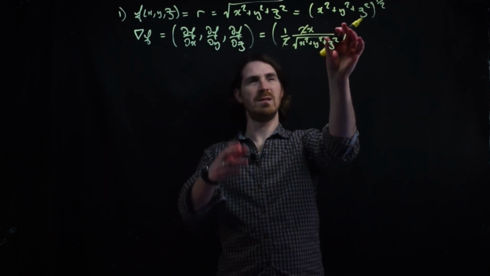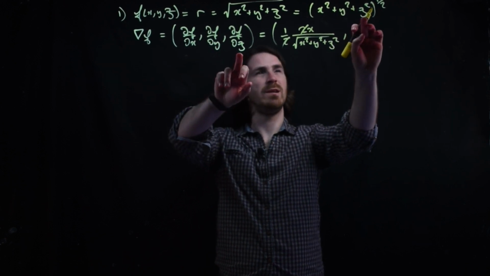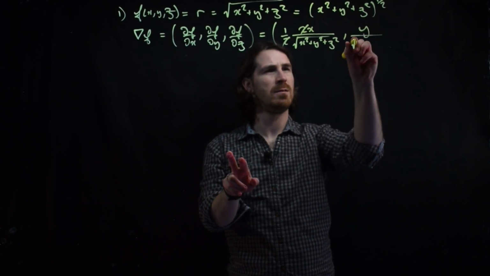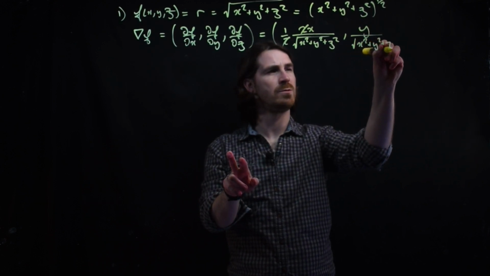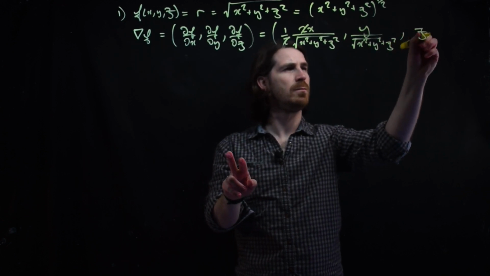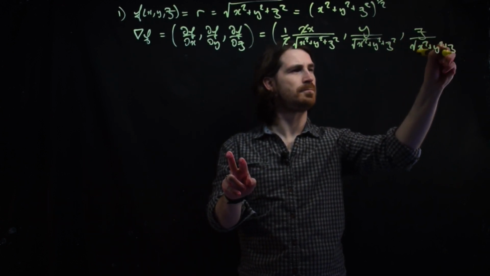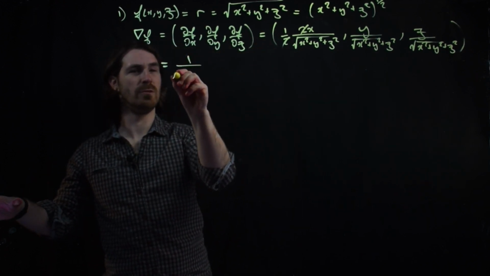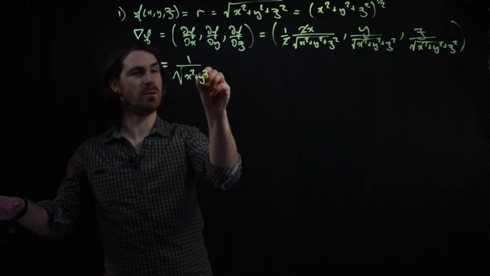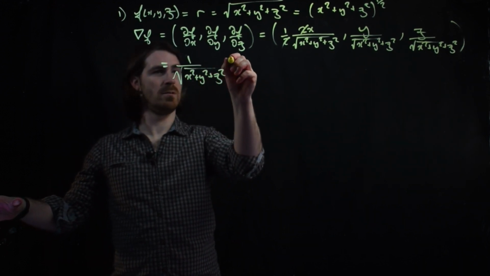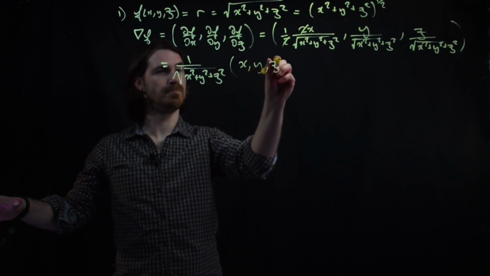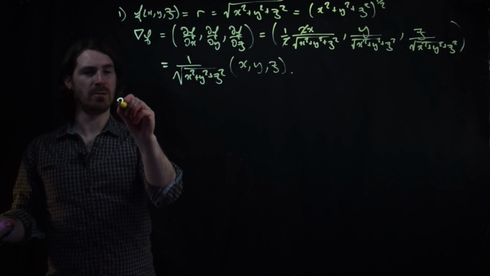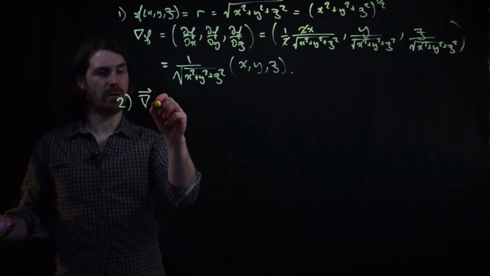Then we get the same thing for df by dy and df by dz, except we swap x for y, and then swap x for z in the last component. So the gradient of f in this case is equal to one over the square root of x squared plus y squared plus z squared, times x, y, z. Okay, fine.